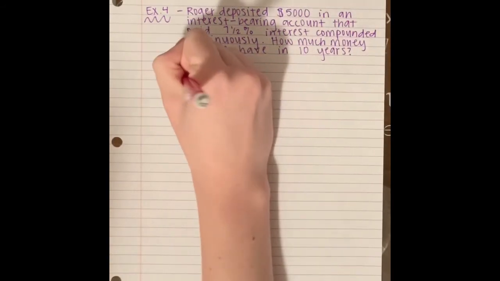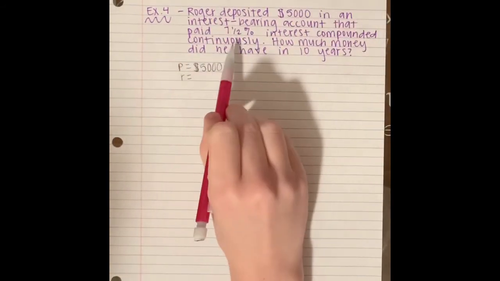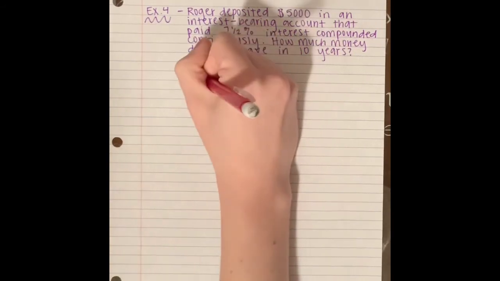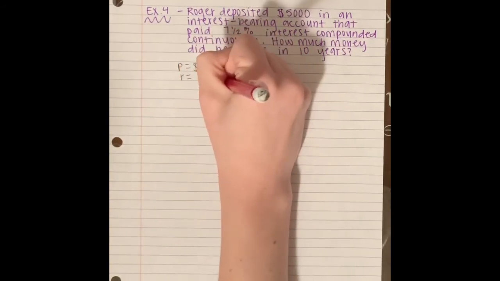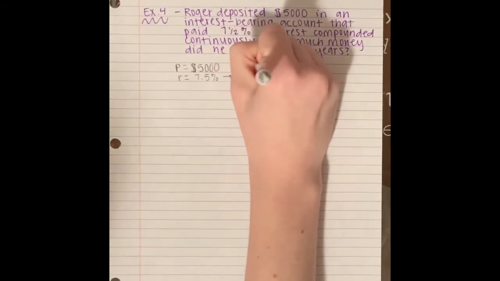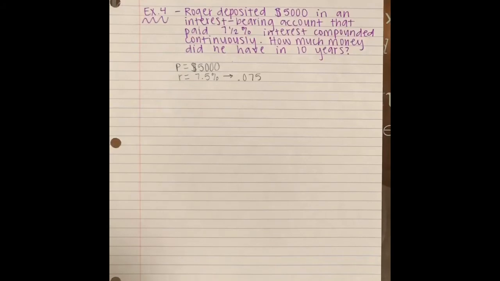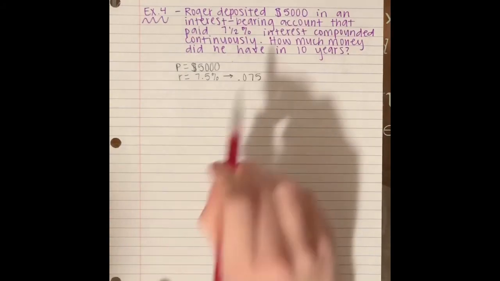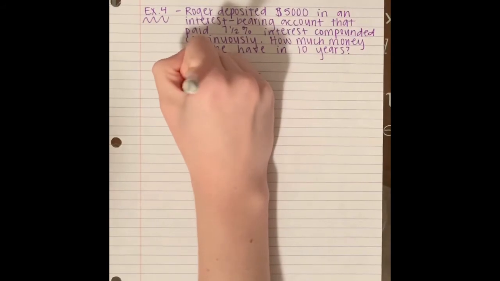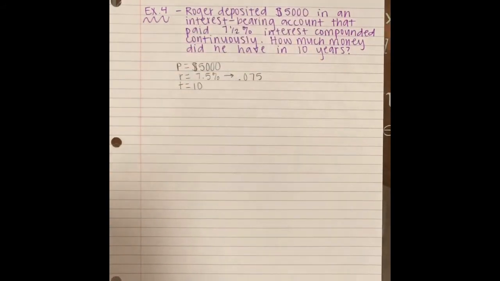So our R is going to be 7.5%, which we need to change. So 7.5%, we need to change that to a decimal in order to use it. So that'll be 0.075 is going to be our interest rate. And then how much money did he have in 10 years? So our T is going to be 10. We don't have anything missing in this equation. We can just solve.